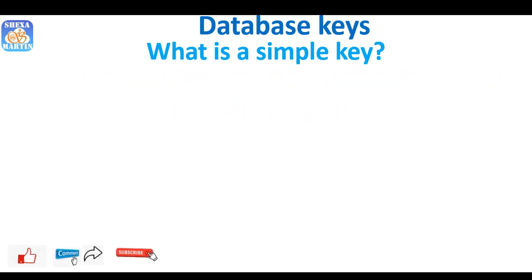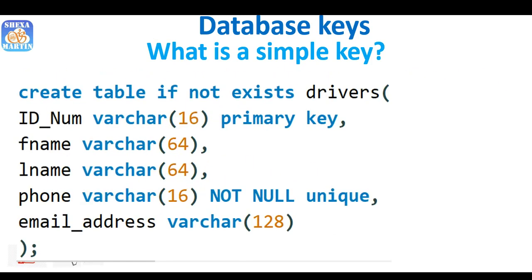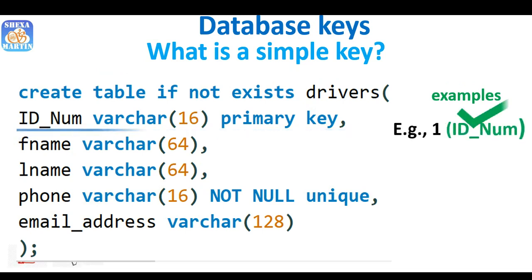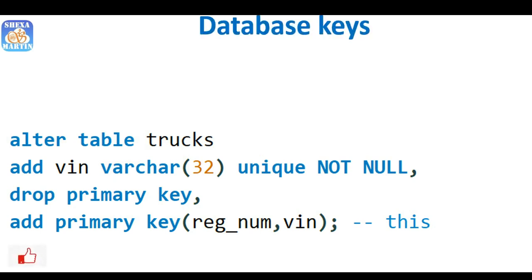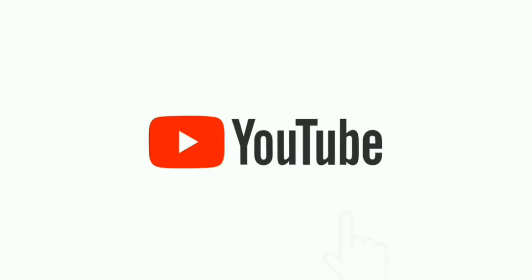So here are simple key examples. We have ID number, definitely is our example. And then let's now talk about the compound key. Compound key. Let me do it this way.